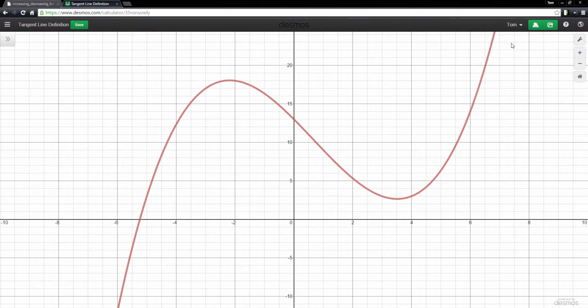So that's what increasing and decreasing mean. As you go from left to right, is the graph going up? That's increasing. Is the graph going down? That's decreasing. So that's really all there is to the definition of increasing and decreasing.